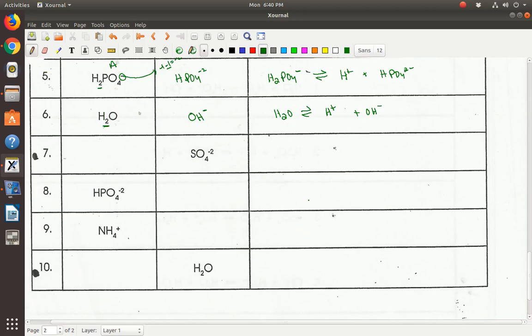So I want you to try number 7. Just think it through. Tricky. We already have a negative 2 charge. Now we're not going to neutralize all the way. We're just going to add 1 hydrogen to it. So what would the acid be then for this one? Pause the video for a moment and see if you can do it.